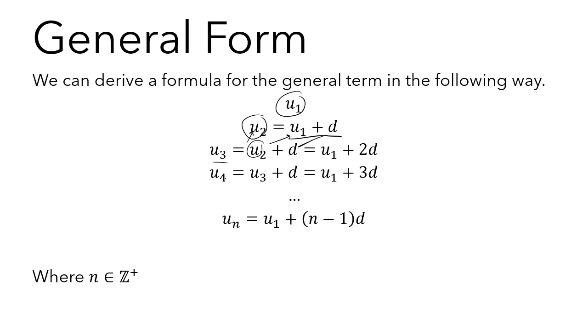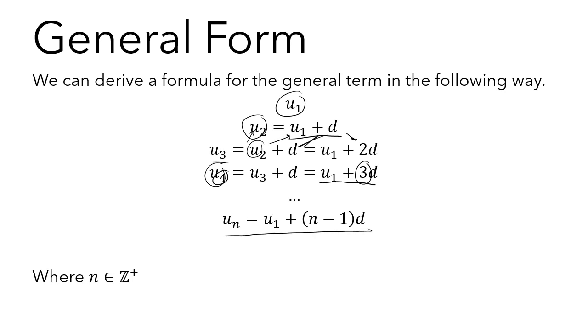So that d plus d becomes 2d. So we have u3 equals u1 plus 2 times d. And then again, the process continues and we get u1 plus 3 times d. And notice whatever this number is, it's always one less than n. So that's why you get this formula here.